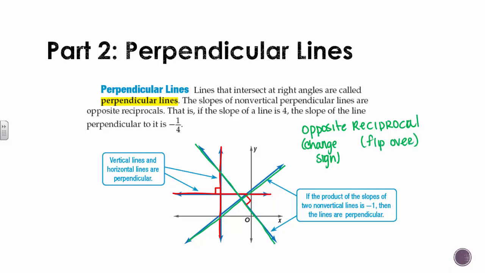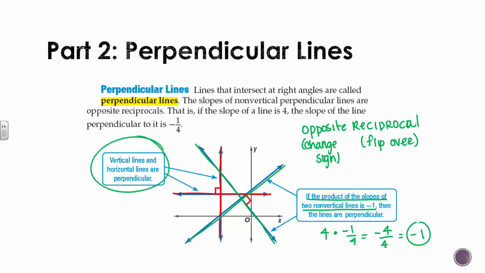The other thing you can do is slopes of perpendicular lines multiply to -1. That's right here. The product of the slopes of two non-vertical lines is -1. So the example they give us is 4 and -1/4. If you multiply those two things together, you do get -1. So that's kind of a quick check. And then this over here talks about vertical and horizontal lines. Remember, this has a slope of 0 and this is undefined. So they're not really opposite reciprocals of each other, but every vertical line is perpendicular to every horizontal line.